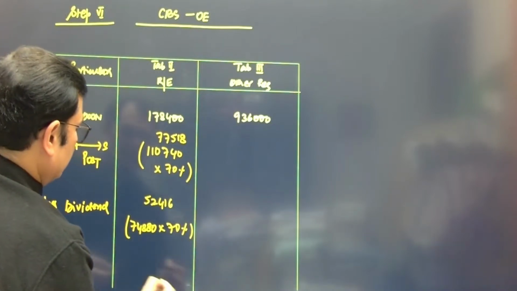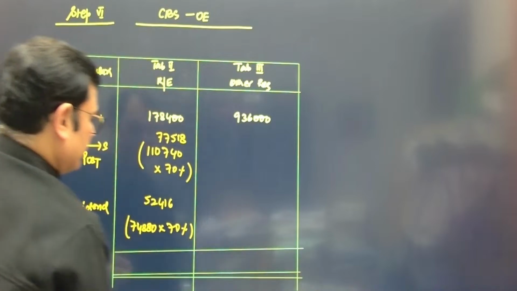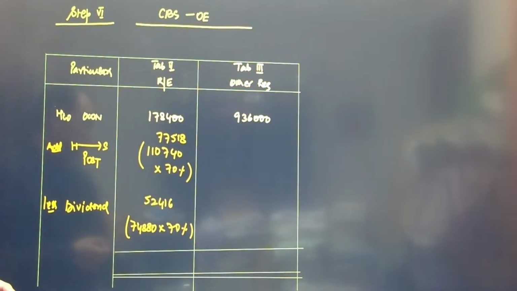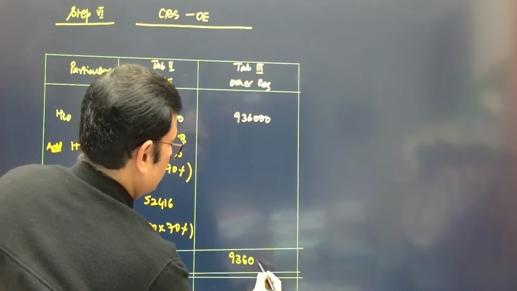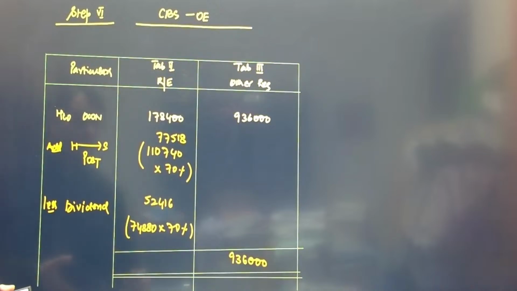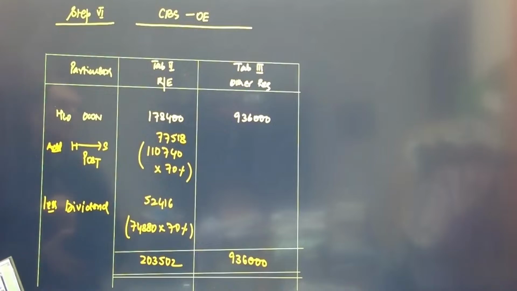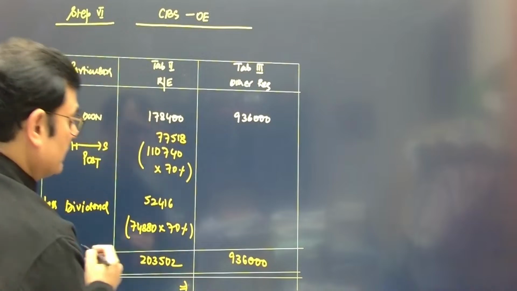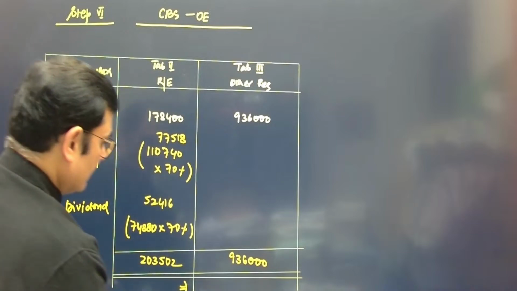We can now easily get the sum total of the other equity in the balance sheet as well. So this of course continues at 936. And this one, 2,03,502. Okay, that's great. So we can just add the two to get the sum total, which will appear in the consolidated balance sheet as well. 11,39,502. Right.